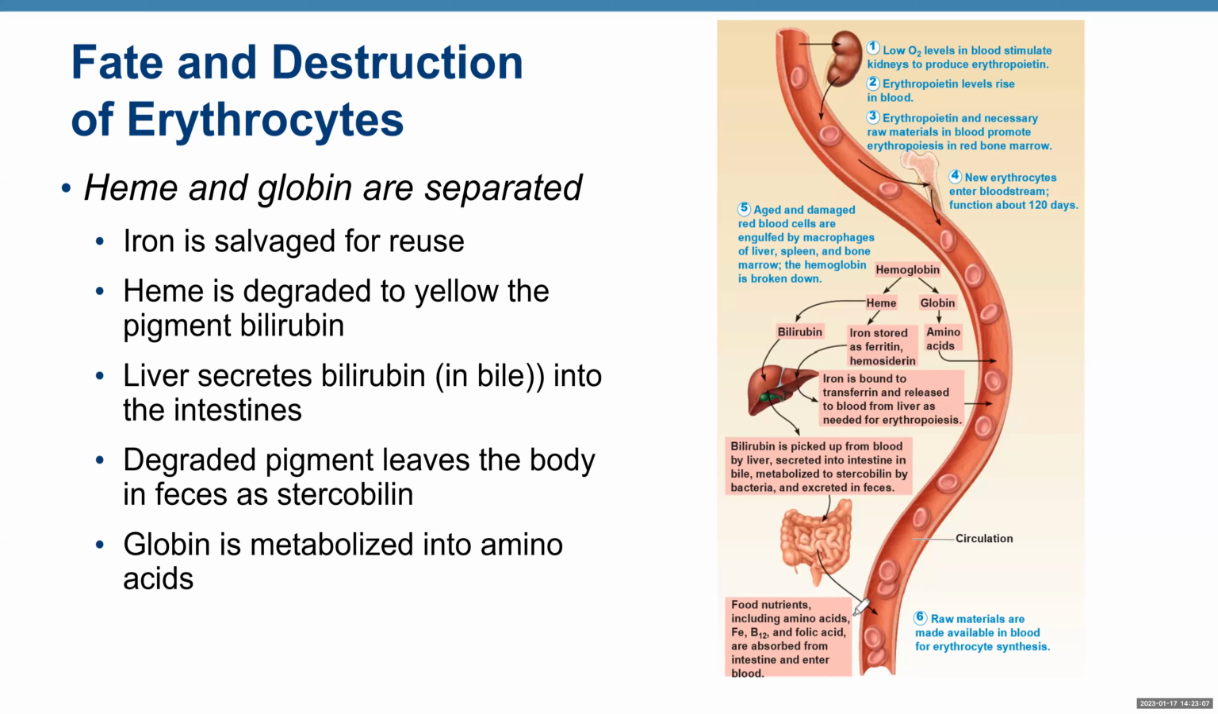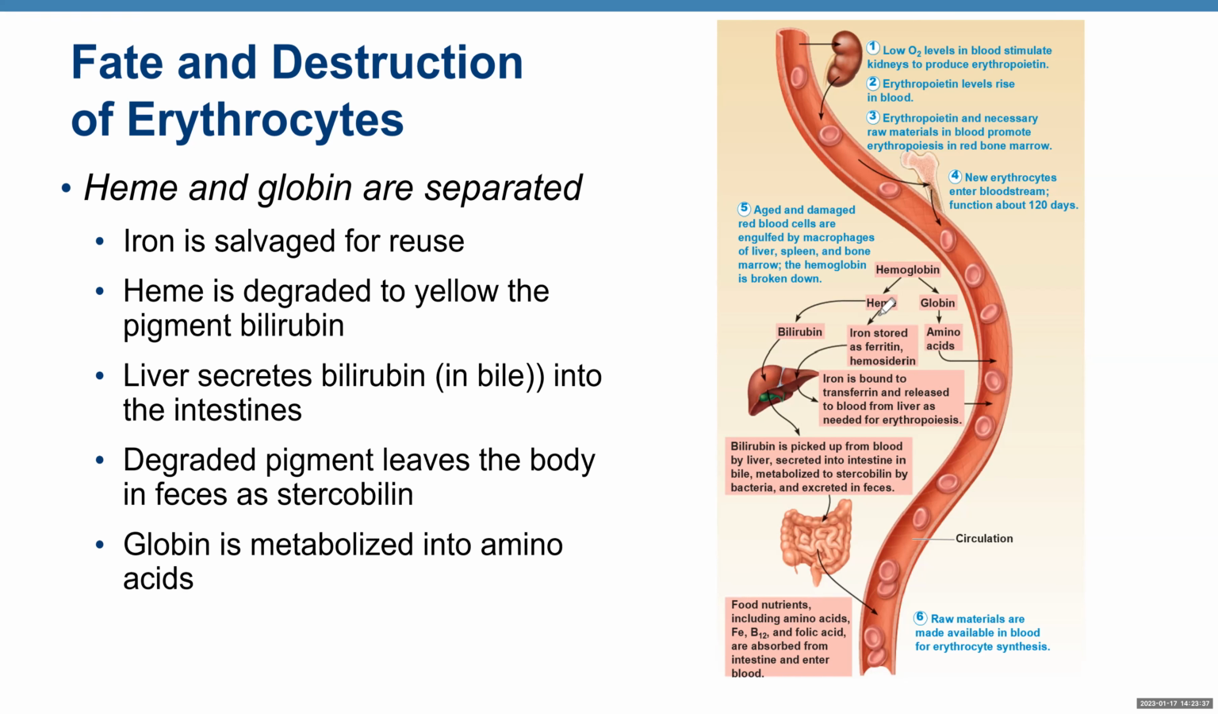Right, so again, hemoglobin is degraded into heme, that is a pigment. Heme as a pigment became bilirubin. Bilirubin is picked up by the liver. Liver makes bile. Bile is secreted into the small intestine. Then it's metabolized by bacteria and secreted with the feces.